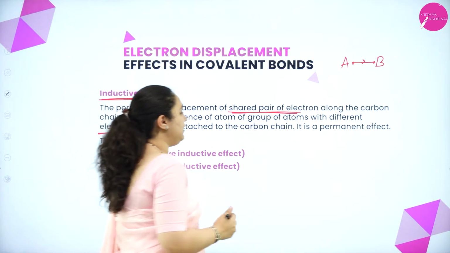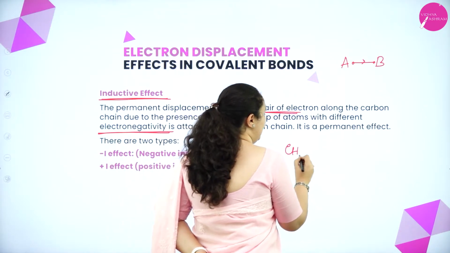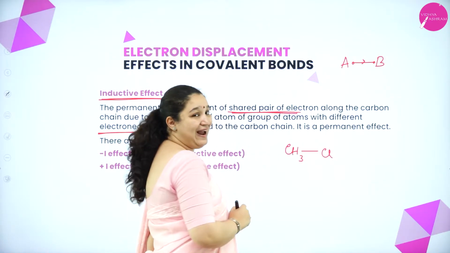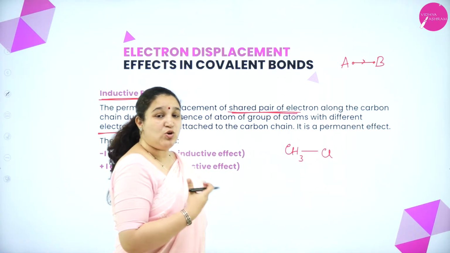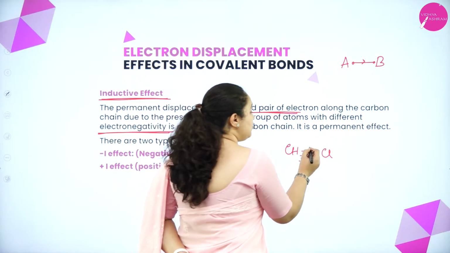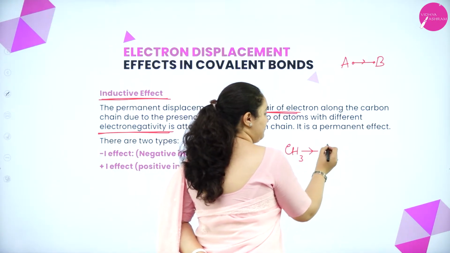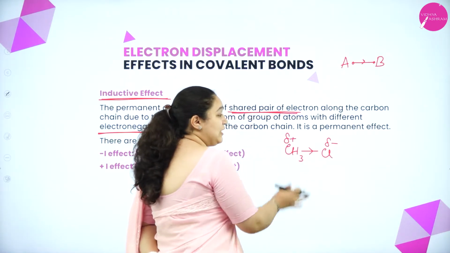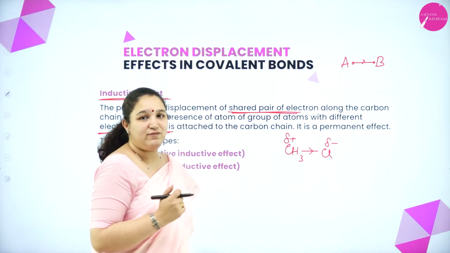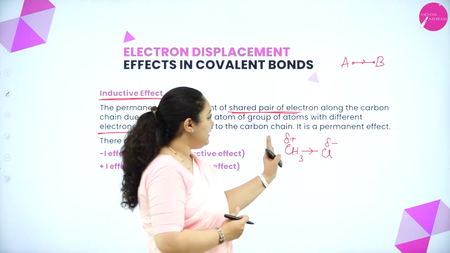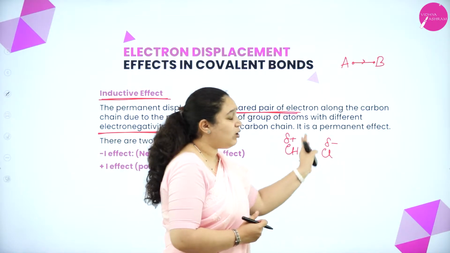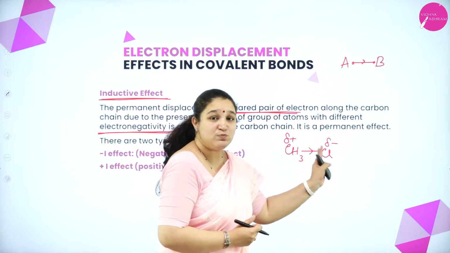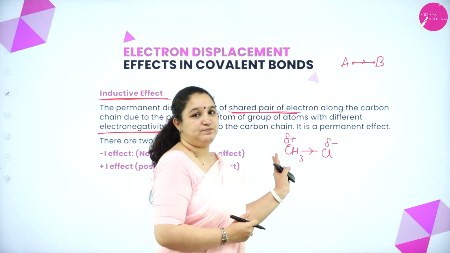To understand this better, I'll just take the example of CH3Cl. Now this is the covalent bond between carbon and chlorine. Chlorine is more electronegative, so it pulls the electron towards itself. So it gets the partial negative charge and the carbon will get partial positive charge. Now this is called inductive effect. So there is a permanent displacement of the electron towards the more electronegative element, okay, or more electronegative atom which is bonded covalently with carbon atom, okay.